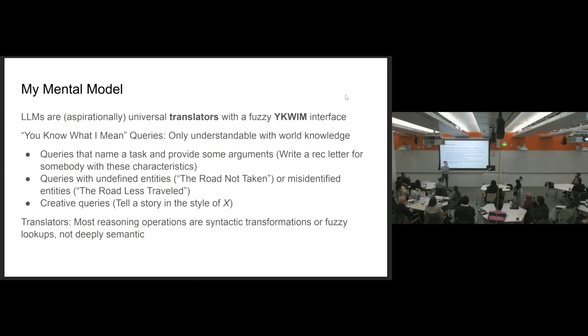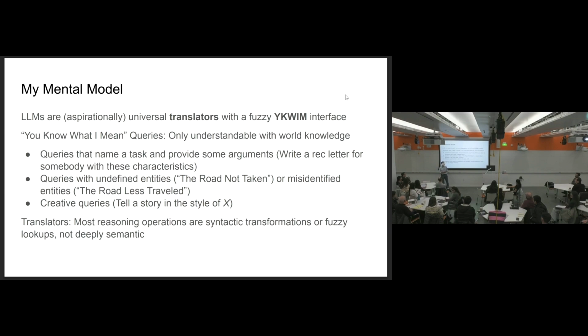When I talk about a you-know-what-I-mean query, it's a kind of query that a system can only answer if it's able to combine that query with some amount of world knowledge. For example, queries that name a particular task and provide some arguments, something like, write me a recommendation letter for somebody with these characteristics. I haven't specified to the model in that prompt what a recommendation letter is. I am relying on the model's internal understanding of what a recommendation letter is and how these different characteristics fit into that template.